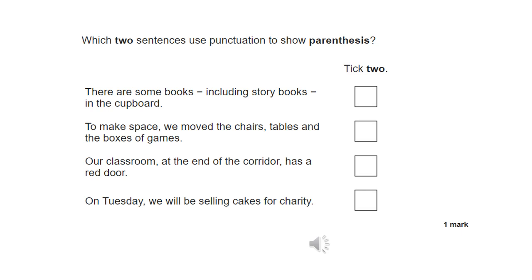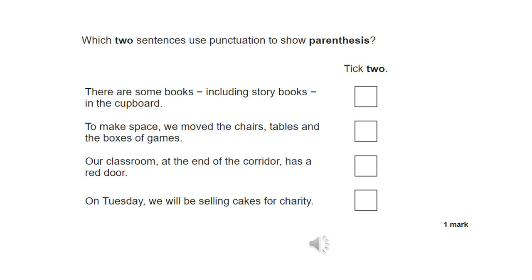Okay, so to get the mark for this question, you needed to tick 2. So if you've ticked sentence number 1 and sentence number 3, well done, you are correct. If I take out the parenthesis on those 2 sentences, the main clause still makes sense on its own. But why are the other 2 incorrect?